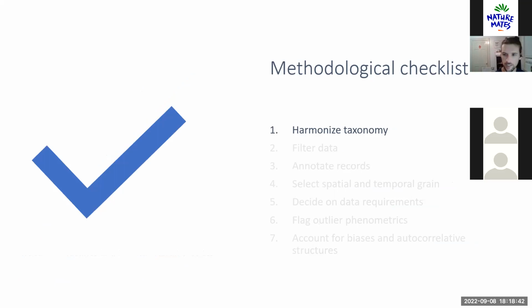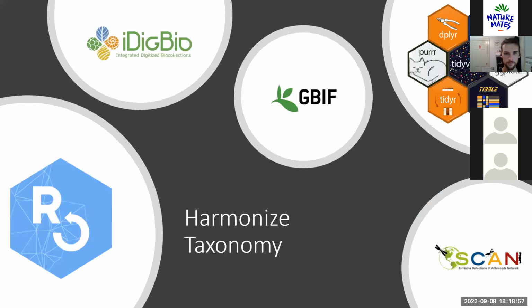And in the next few slides, I'll go through this methodological checklist that we outline in the paper and discuss the need to do these steps while briefly explaining how we implemented each step of the checklist for our butterfly case study. First, we download our digital museum data. For this study, we gathered data from GBIF, iDigBio, and SCAN.